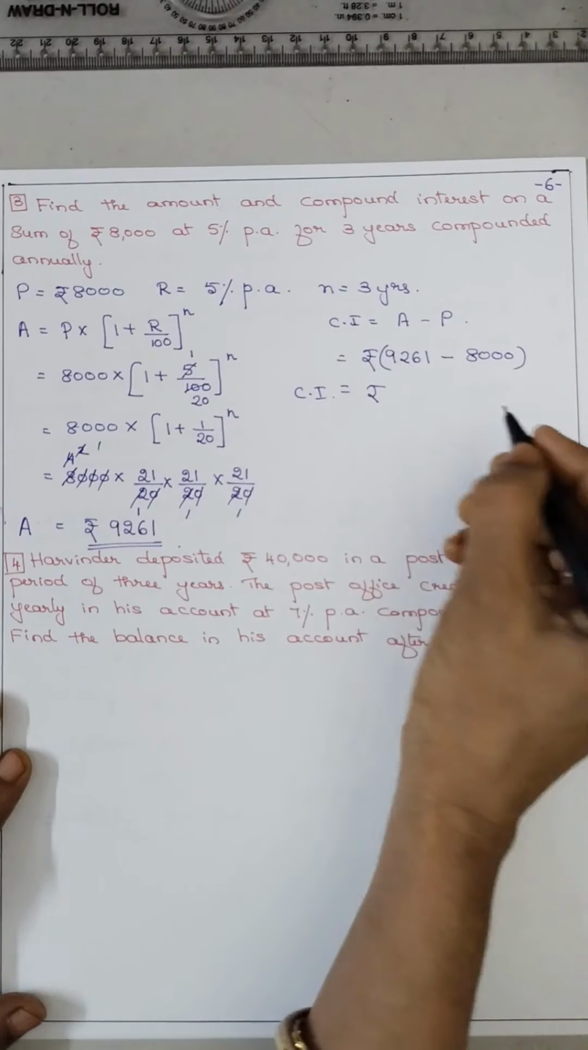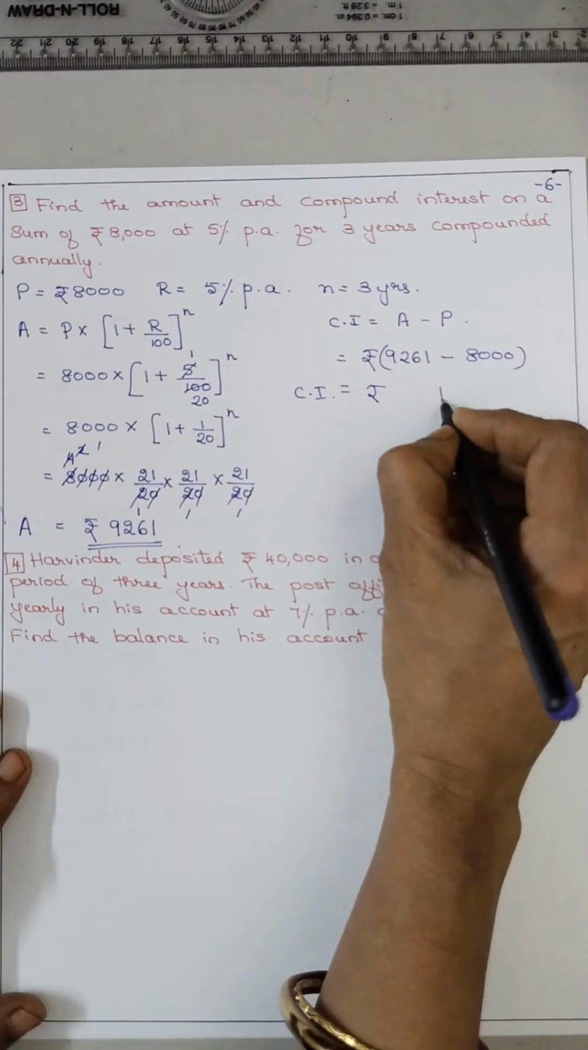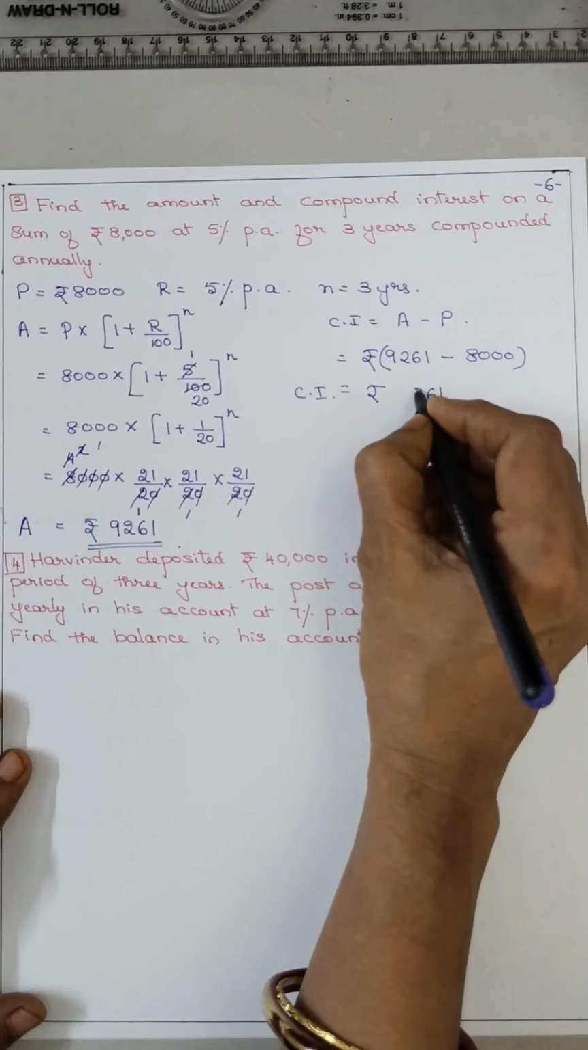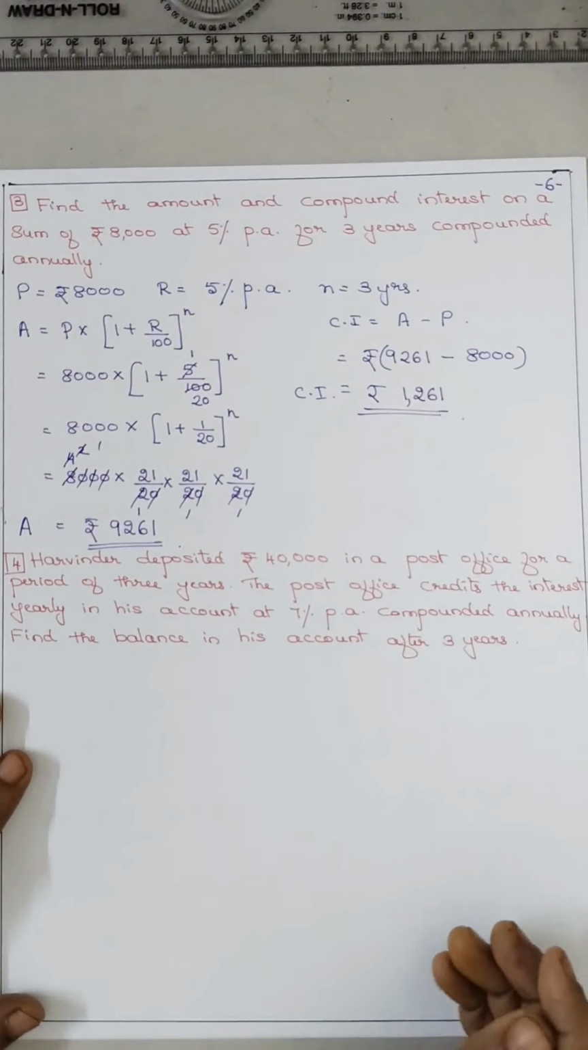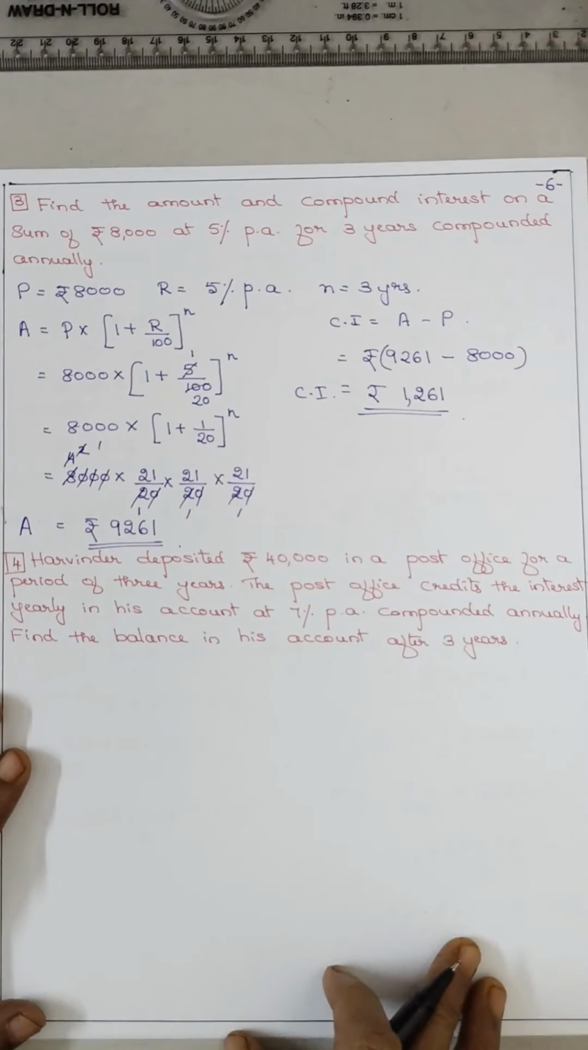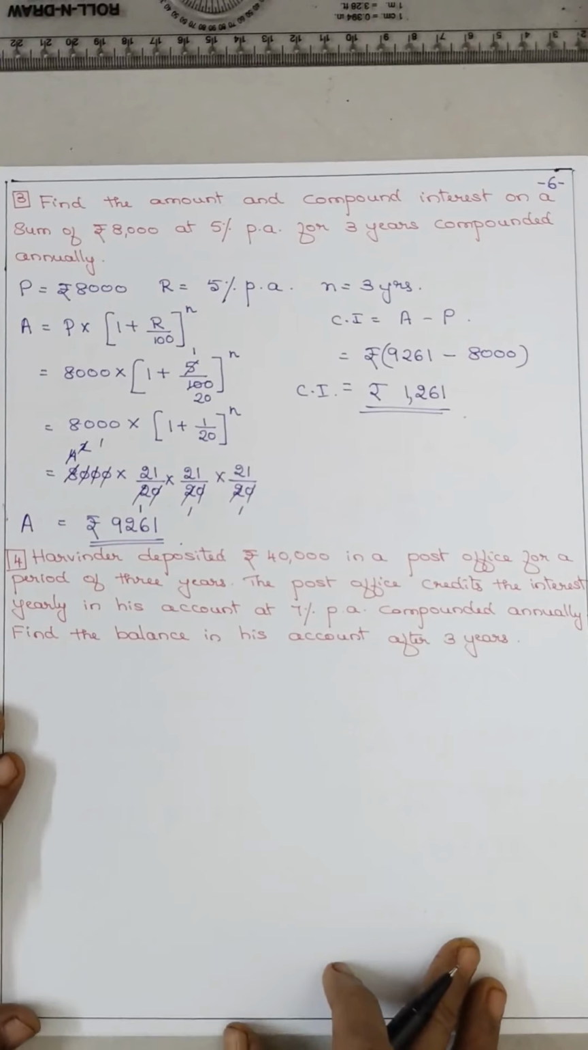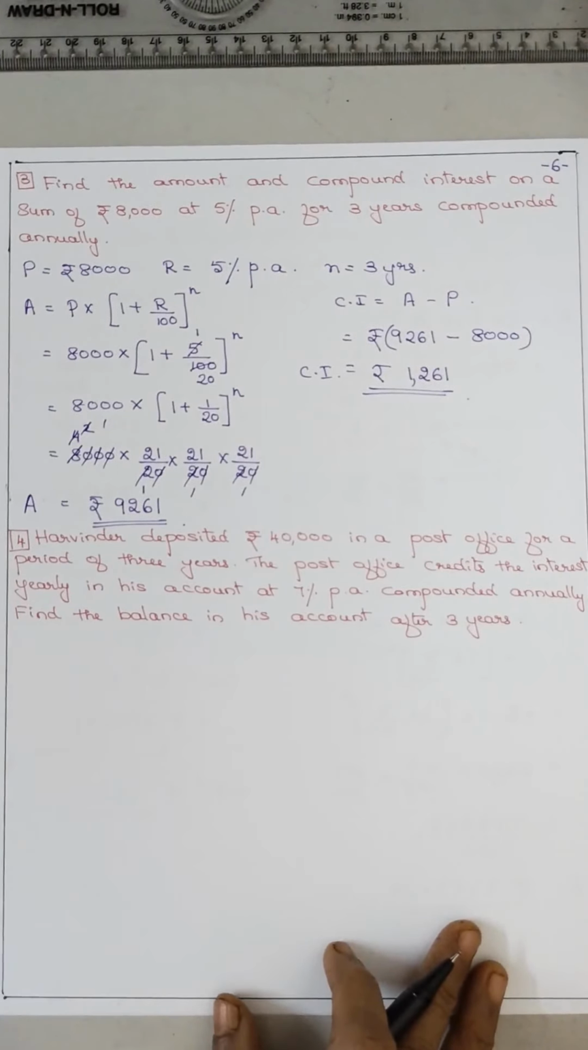So you get CI is equal to 1 minus 0, 1, 6, 2, 1. So 1261 is the CI. Is it clear? Now coming to the fourth sum.